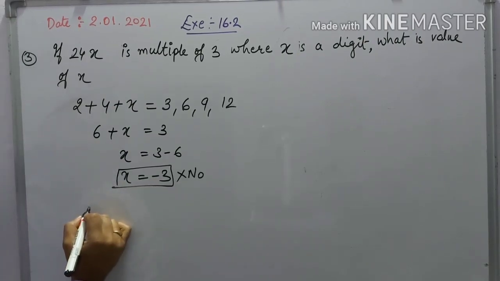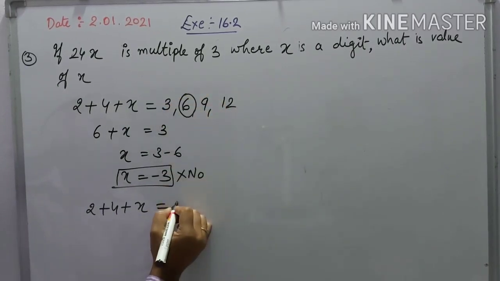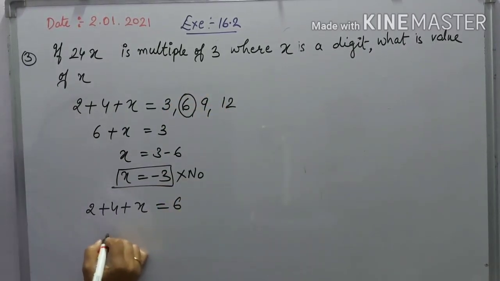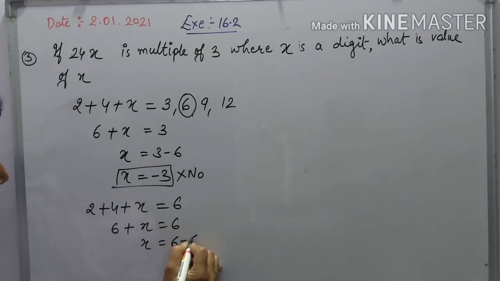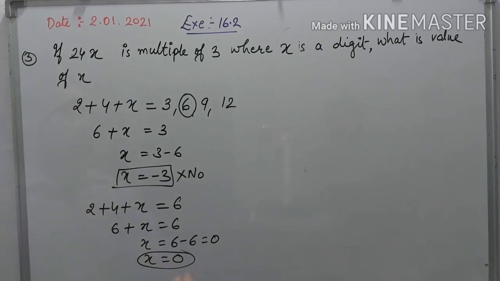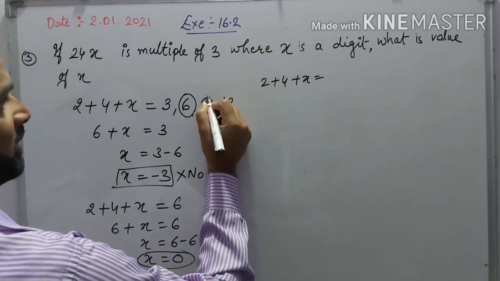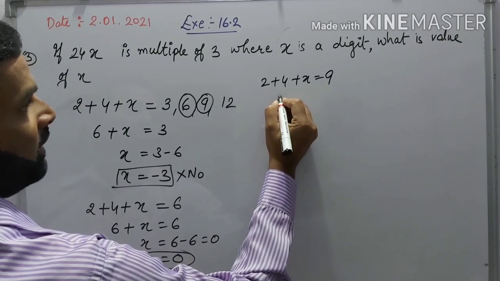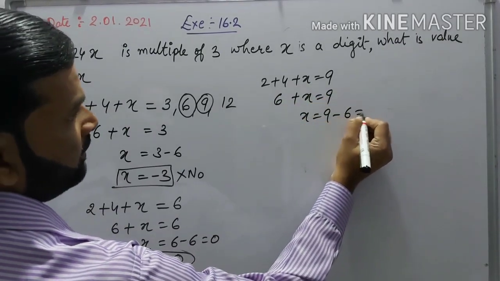Again you write 2 plus 4 plus x is equal to, the second number you choose is 6. So write 6 plus x is equal to 6 and x is equal to 6 minus 6 is equal to 0. The x value is 0. It is satisfied. But it asks for 4 different values. Second, again you find 2 plus 4 plus x is equal to, the next number is 9. So 6 plus x is equal to 9, that x is equal to 9 minus 6 is equal to 3.